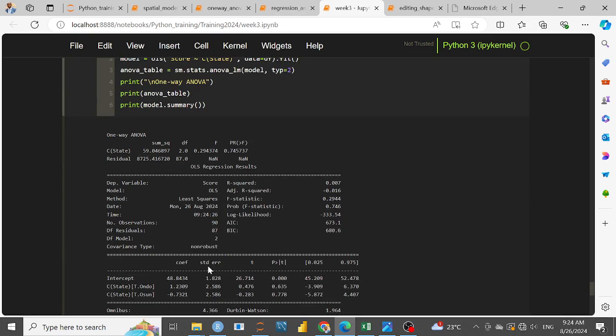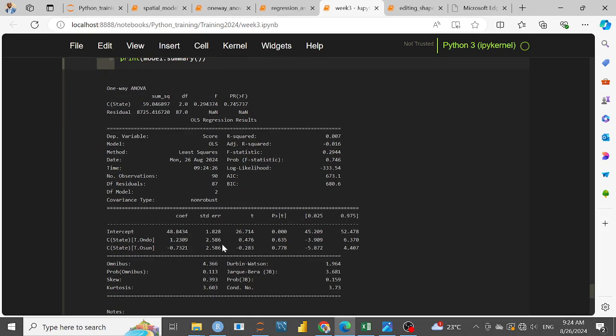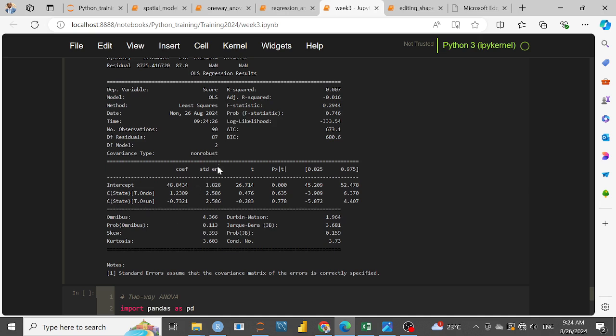So you can see the result. This is the result, the date, the time. What is important here is the R square, the F, the AIC, BIC. These are information criteria. And we have the degrees of freedom. The number of observations is 90, and the degrees of freedom is 87. You can see now the non-robust covariance type, all of them here.